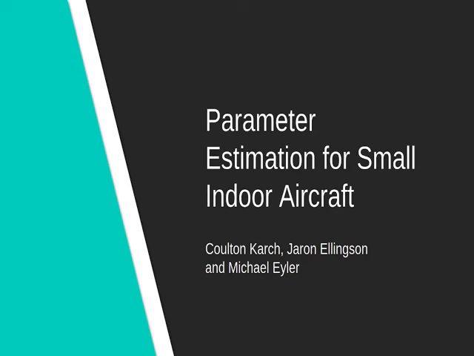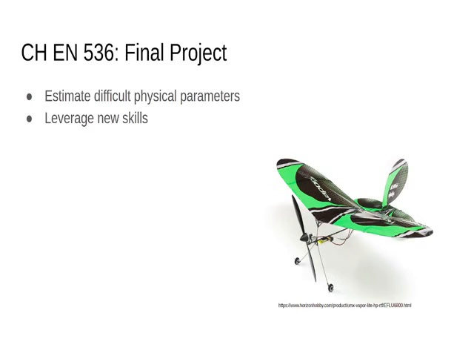My name is Michael Eiler and I'll be discussing the group project for chemical engineering class number 536, or machine learning and dynamic optimization. This was a combined effort by Coulton Karch, Jaron Ellingson, and myself. In this project, we wanted to estimate the physical parameters, or the aerodynamic coefficients, of a small, lightweight indoor fixed-wing aircraft, known as the Vaporlight.